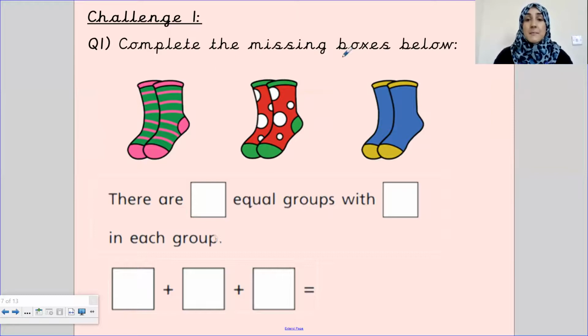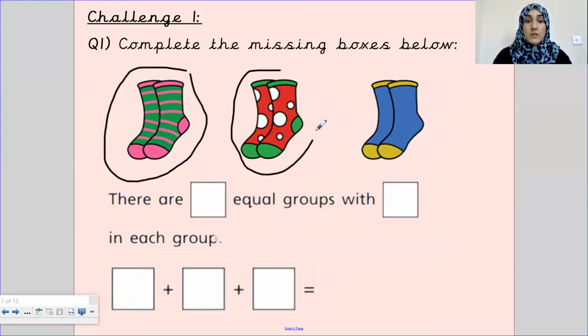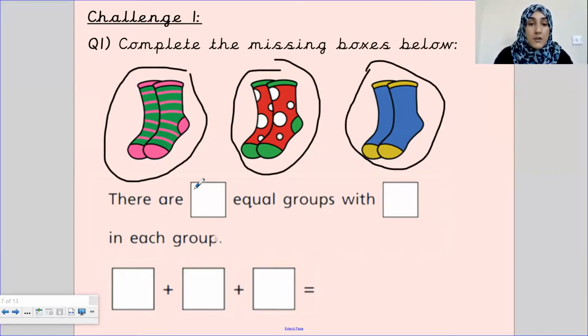So it says complete the missing boxes below. So there are something equal groups with something in each group. Okay, so your job, children that are doing challenge 1, you need to find how many equal groups there are. So first, how many groups are there? I can see that there's 1, 2, 3. So there are 3 equal groups.